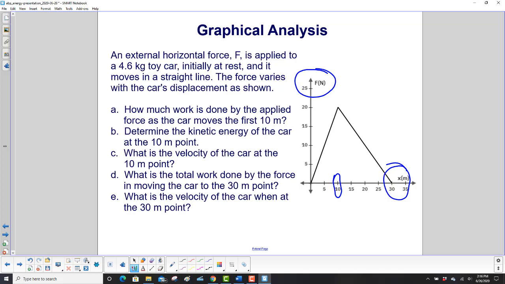Determine the kinetic energy of the car at the 10-meter point. What is the velocity of the car at the 10-meter point? Then, what is the total work done by the force in moving the car to the 30-meter point, which is over here? Then, what is the velocity of the car when at the 30-meter point?